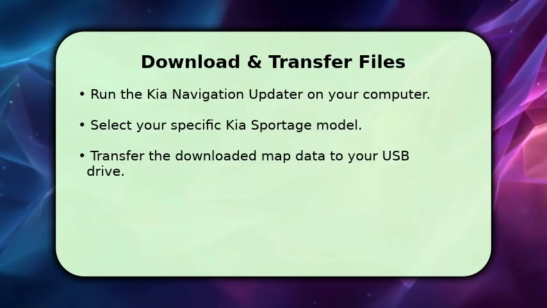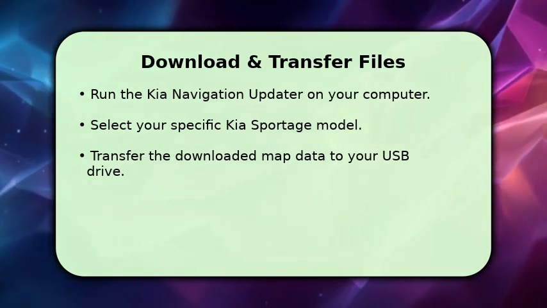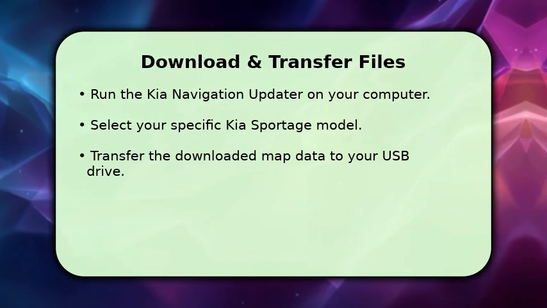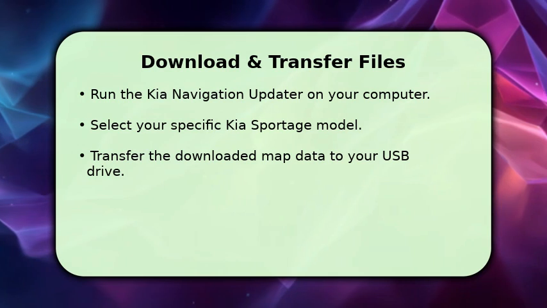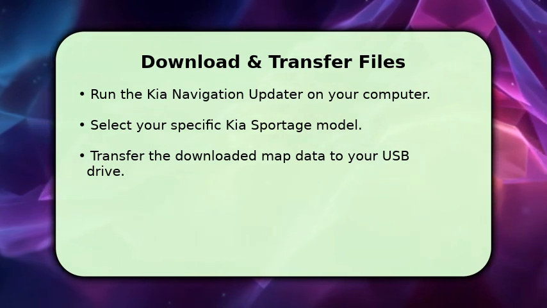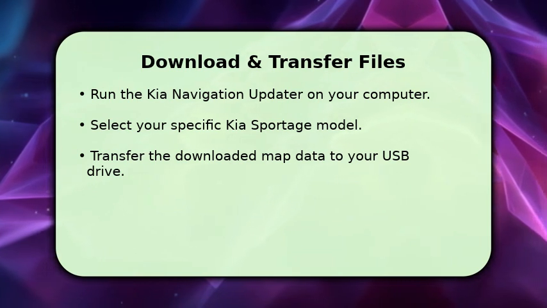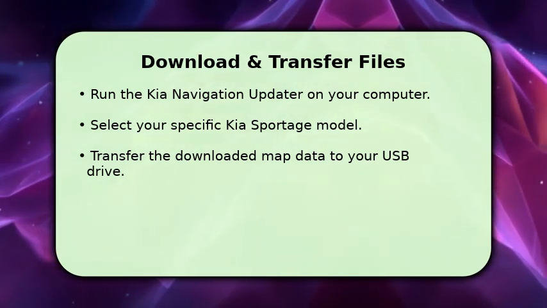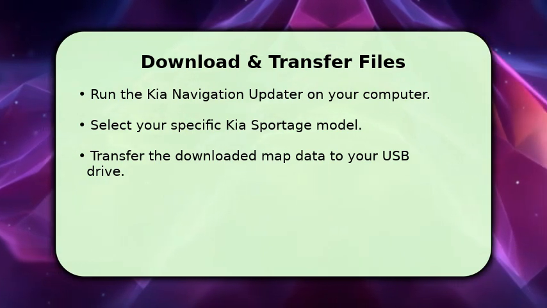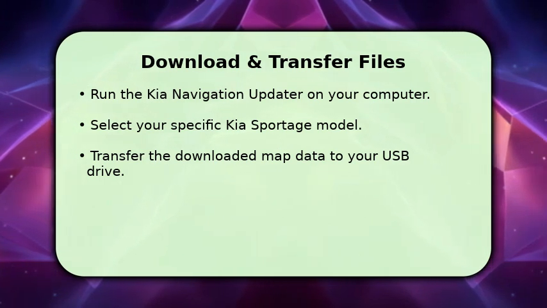Once your USB drive is ready, open the Kia Navigation Updater application on your computer. Follow the prompts to select your specific Kia Sportage model and region. The software will then download the latest map data. After the download is complete, the updater will guide you to transfer these files directly to your prepared USB drive. This process ensures all necessary files are correctly placed for installation.